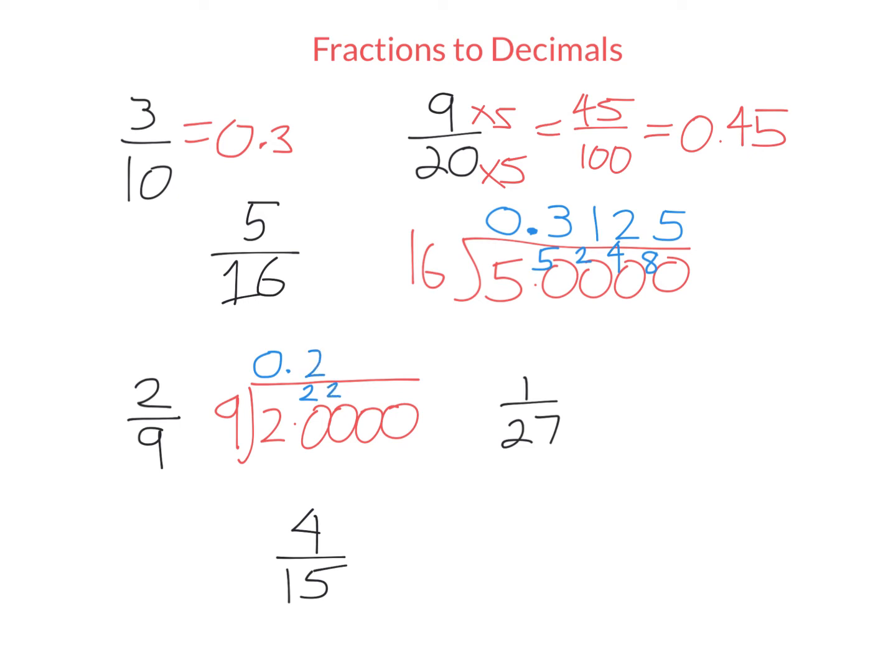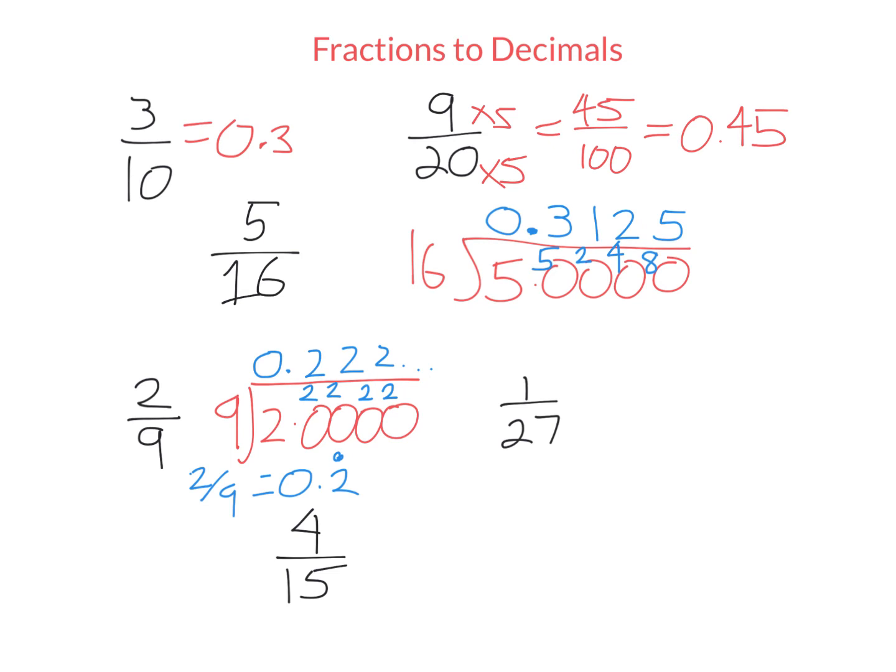How many times does 9 go into 20? Well, it goes 2, remainder 2 again. You can probably see what's happening here. For this one, 2 over 9, this division is just going to go forever and ever and ever. So the way that we write this, 2 over 9 is equal to 0.2 recurring. The 2's go on forever and ever.